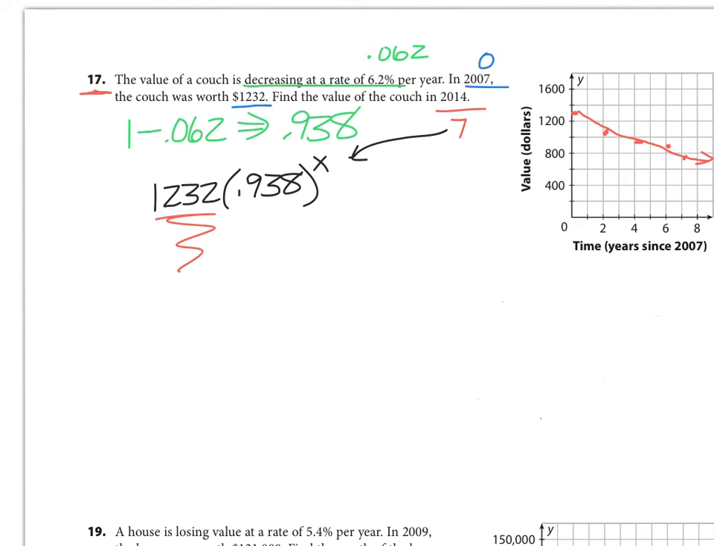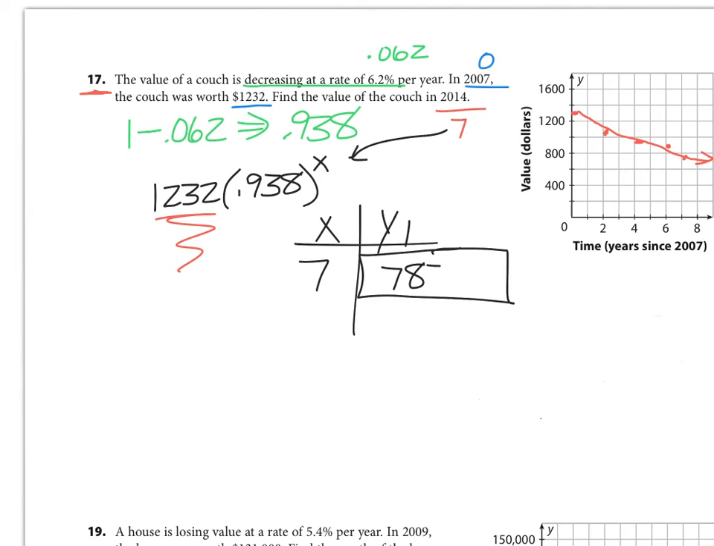So let's talk about the values here. First of all, after 7 years, when we went to the table, and again, you want to put that cursor in the y equals in your table. So x, y1, 7. You want to highlight this side so you can see all the decimals and round to the nearest cent, and you get $787.10. That's how much the couch would be worth.